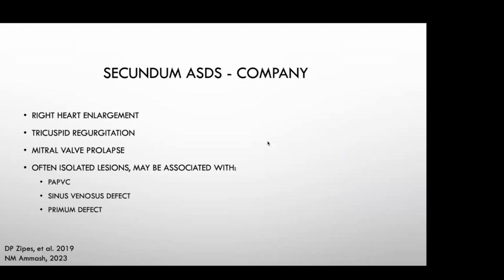So Secundum ASDs are often associated with right heart, right atrial, right ventricular enlargement. They can also be associated with tricuspid regurgitation as a consequence of annular dilatation. And sometimes it can be associated with mitral valve prolapse, possibly from some altered left ventricular geometry from the RV overload. And Secundum ASDs are often isolated cardiac lesions, but they can be seen in association with other defects such as partial anomalous pulmonary venous connections, and they may be contiguous with other types of ASDs such as Primum defects or sinus venosus defects.